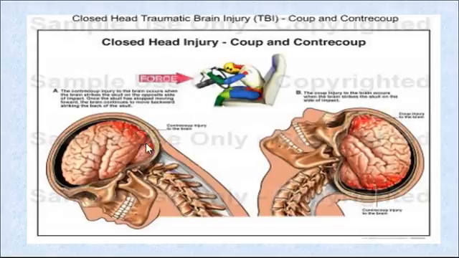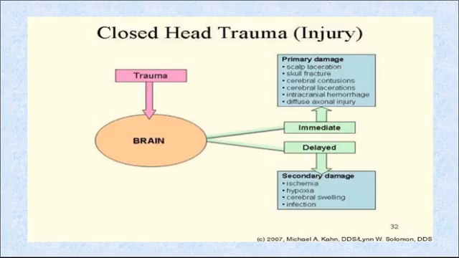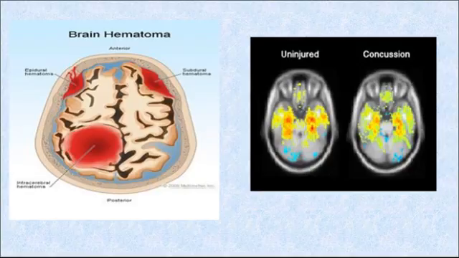This is your coup-contrecoup, the two injuries to the brain. This talks about your closed brain injury, your primary damage, and then your secondary damage, and I'm going to go more into the secondary damage. This is your closed injury, different types of hematomas. Epidural hematoma is outside the dura mater of the brain. Subdural hematoma is under the dura mater, and intracerebral hemorrhage is within the brain tissue.